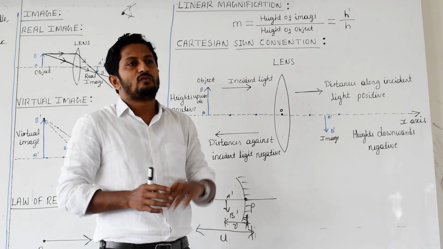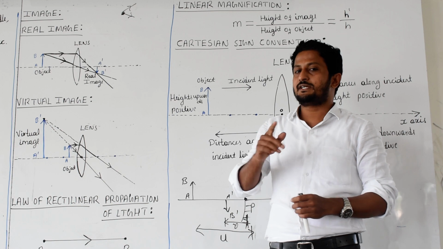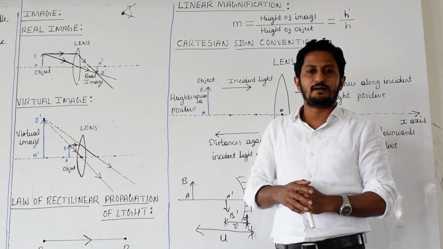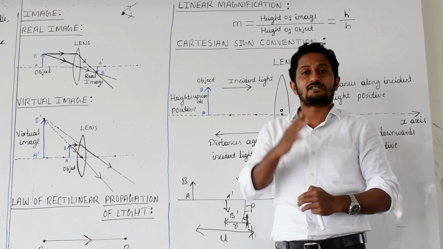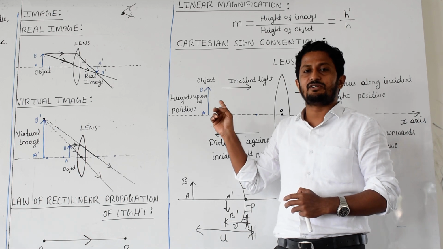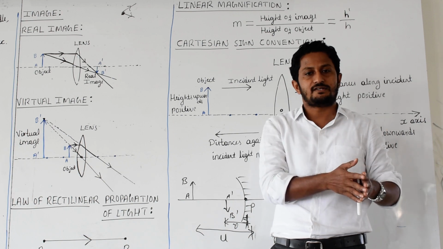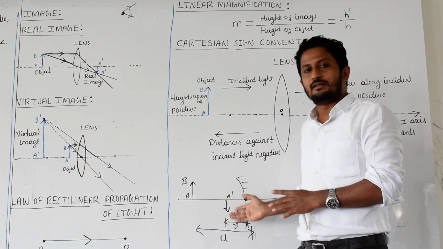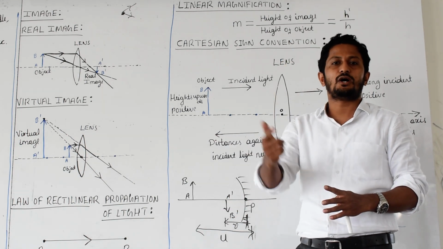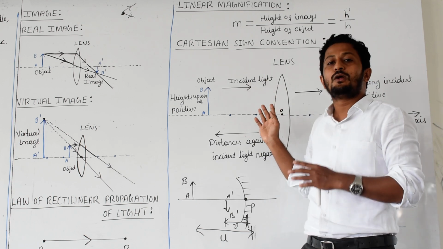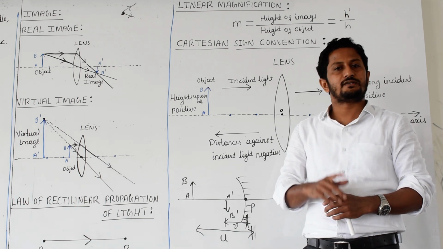These all are the 5 Cartesian sign conventions. See, these are very important. In the exam, they will ask a question on this, to write the Cartesian sign conventions. These sign conventions are applicable for both mirrors and lenses. If there is a mirror, then you have to start measurement from the pole point. If there is a lens, you have to start measurement from the optical center of the lens. So it's a very important discussion.